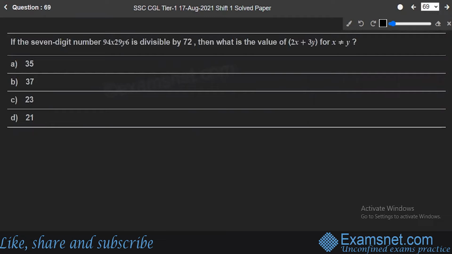You are given a 7-digit number. This is divisible by 72. Then what is the value of 2x plus 3y for x is not equal to y? See, you are given that 94x29y6. This number is divisible by 72. See, if this number is divisible by 72, that means this number is divisible by 8, and this number is also divisible by 9. Why? See, because they are the factors of 72. 72 is majorly a factor of 8 and 9. So that means if it's divisible by 72, it has to be divisible by 8, and it has to be divisible by 9. Both.